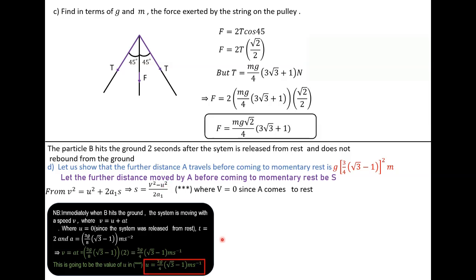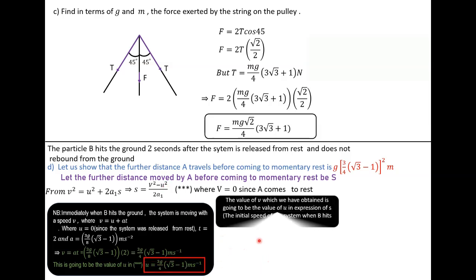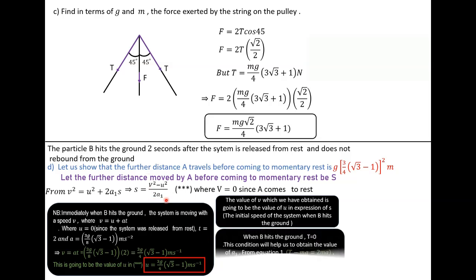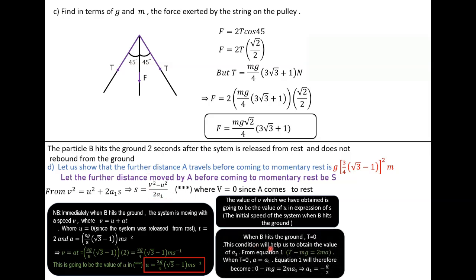Now we are left to determine the value of a1, because we already have u. We agree that v equals 0 since the system came to momentary rest. The value of v which we have obtained is the value of u in the expression of s, that is, the initial speed of the system when B hits the ground. We also know that when B hits the ground, the tension becomes 0. This condition will help us obtain the value of a1.